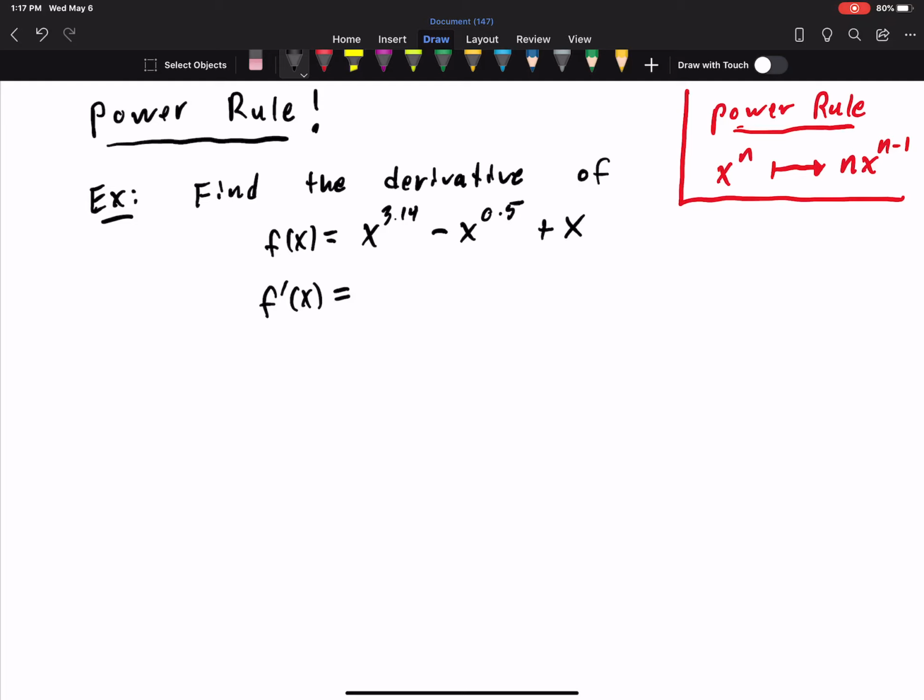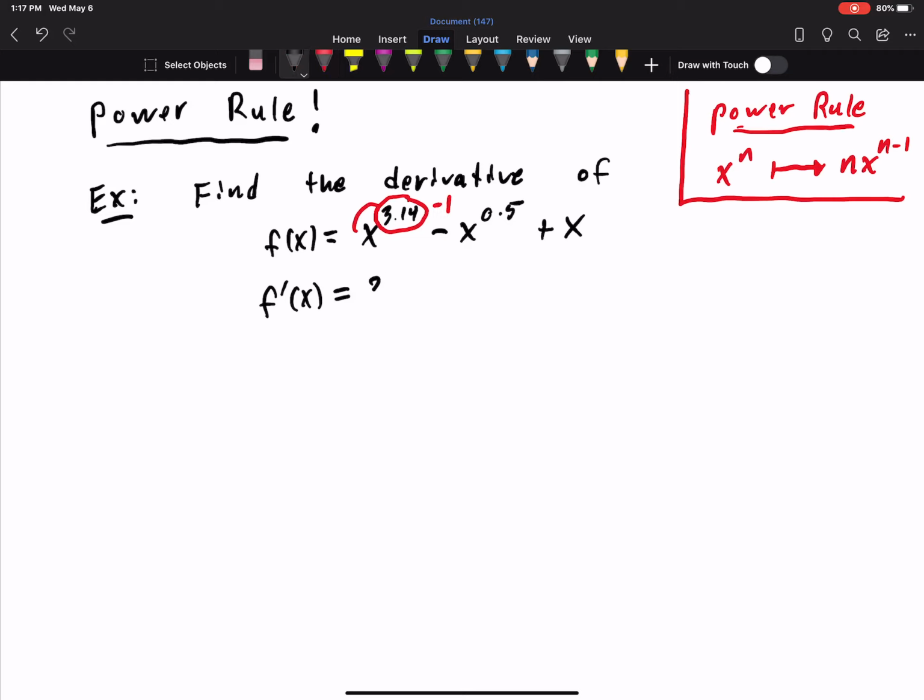So this example looks a little bit tricky, primarily because you have non-whole number powered exponents in two of the terms here. But it turns out the power rule works exactly the same way no matter what the exponent is. So, well, let's just use the same exact strategies we have before. You're going to take your 3.14, bring it down in front, and subtract 1 from the exponent. So what does that give us?